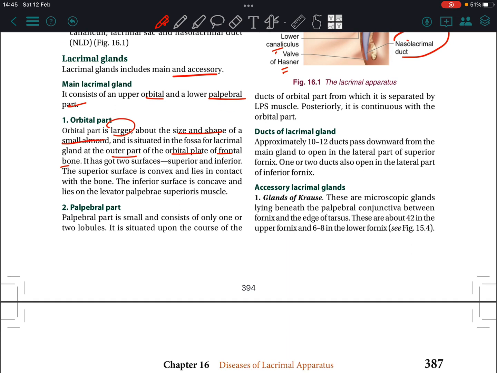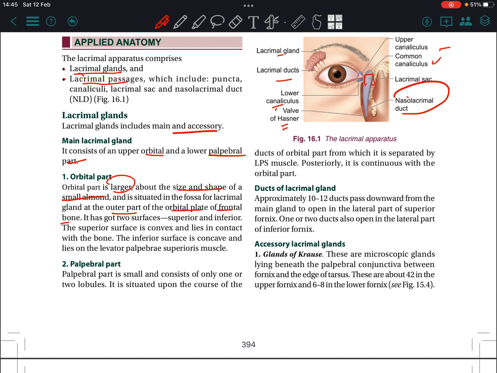It has two surfaces, superior and inferior. The superior surface is convex and lies in contact with the bone, and the inferior surface is concave and lies on the levator palpebrae superioris muscle.